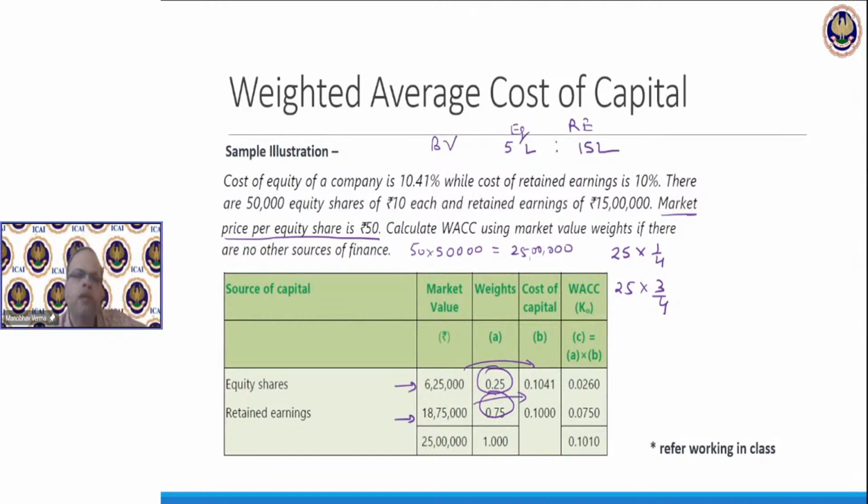Sayed, the cost of equity and cost of retained earnings is given to you, na? 10.41 and 10%. So we just applied those weights to calculate the weighted average cost in perspective of only retained earnings and equity. Do not worry. Right now, do not worry, guys. We will be talking about it again.